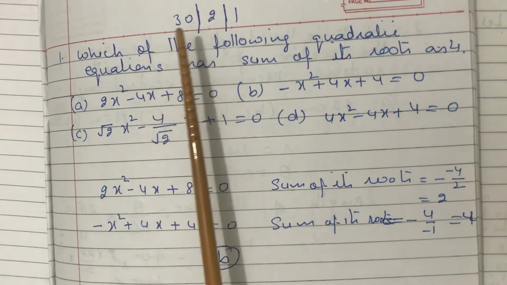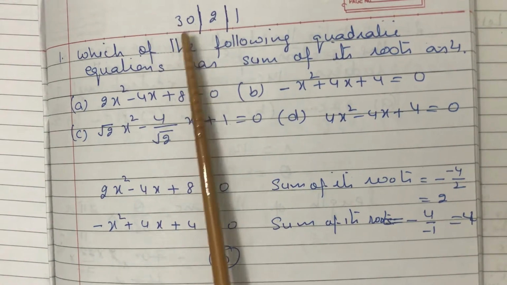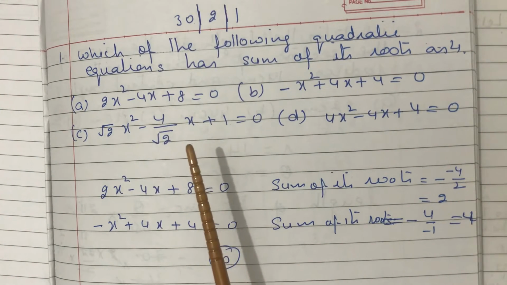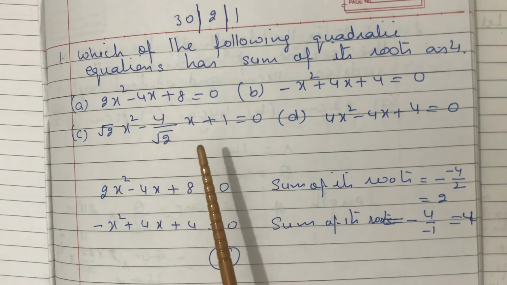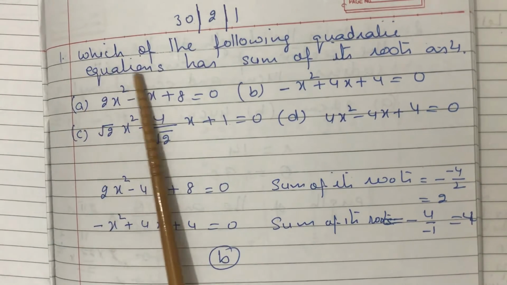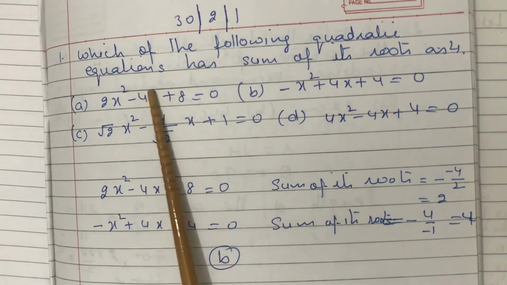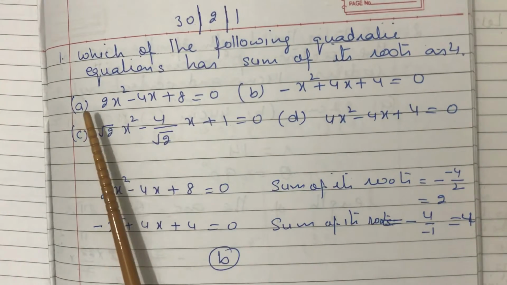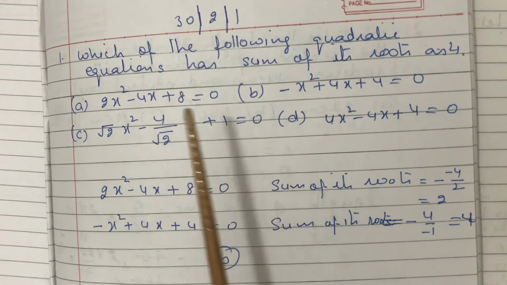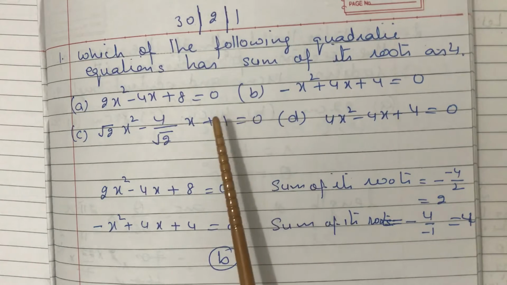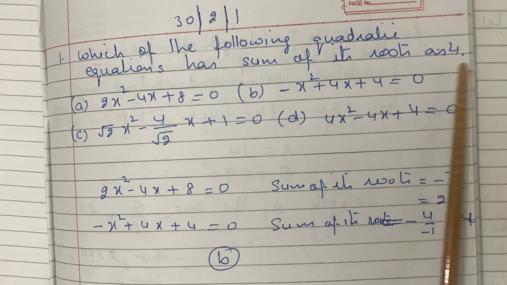Now this is set number 30/2/1. I have already explained set 2. There are some different questions that were there in set 1 and set 3, so I am going to explain those questions. Now the first question is, which of the following quadratic equations has sum of its roots as 4? There are 4 quadratic equations written here, and I am to tell which has sum of the roots as 4.